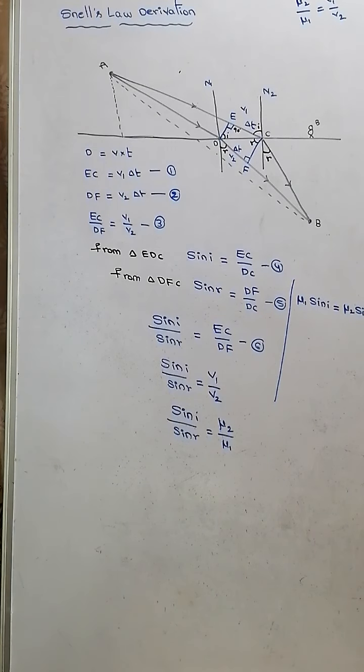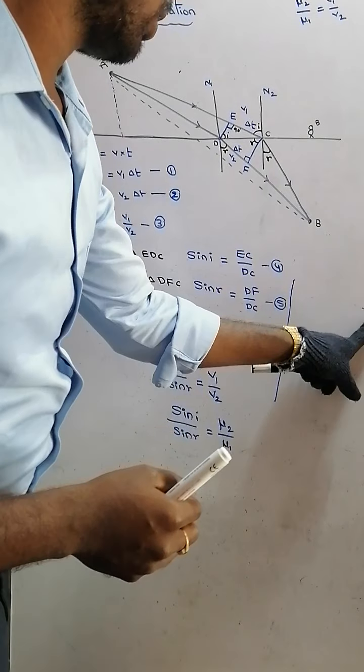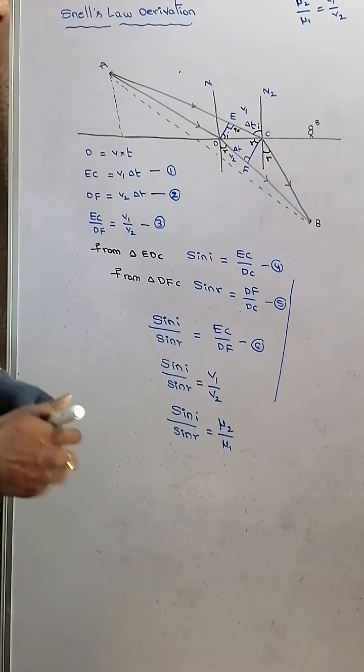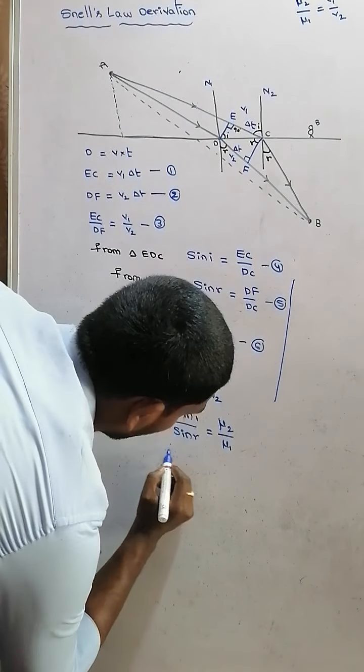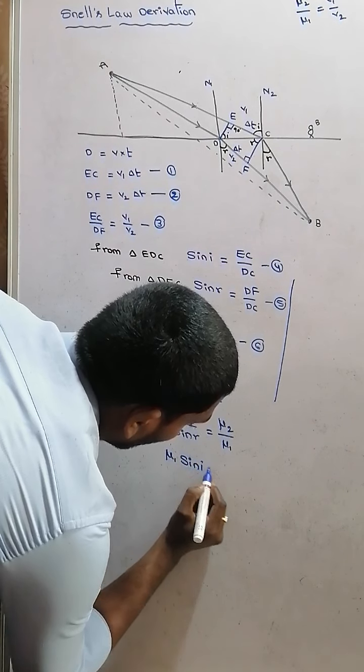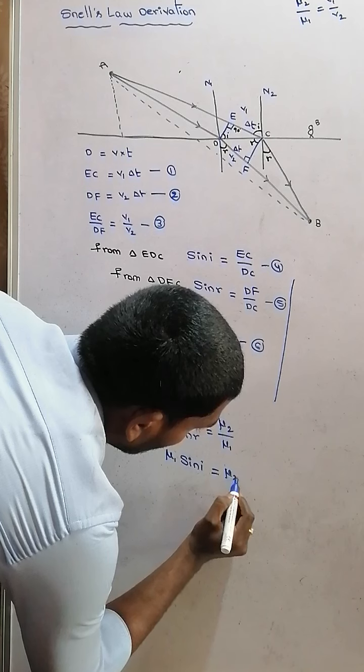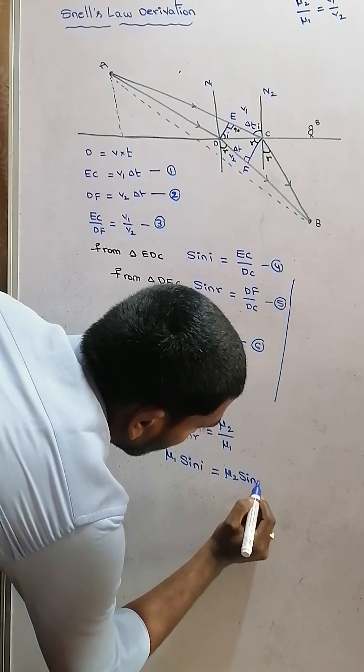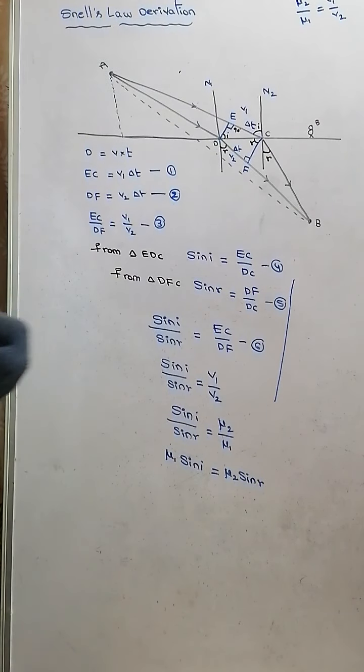I think here it is not visible. Here itself I am writing the same equation. Here mu1 into sin i equals mu2 into sin r. This is the Snell's law derivation.